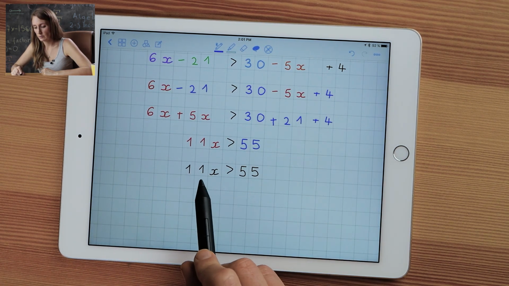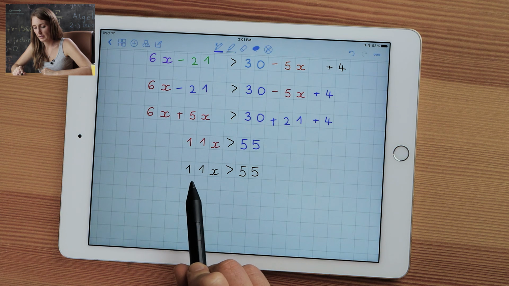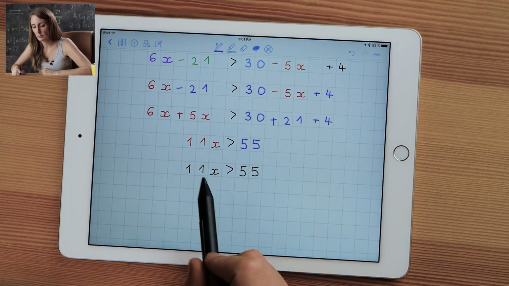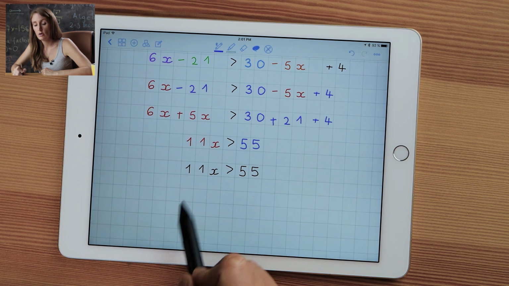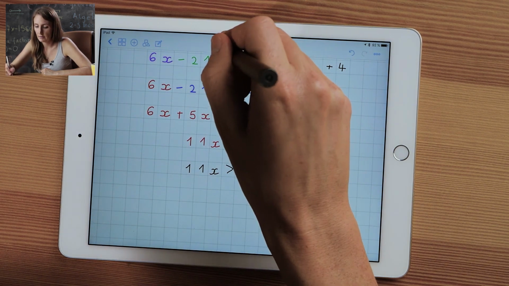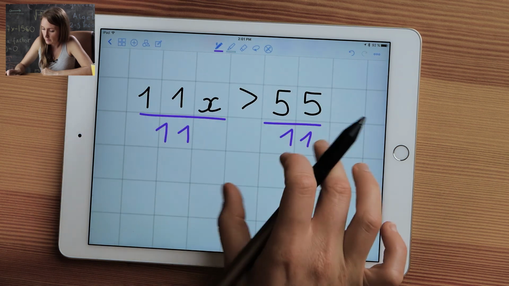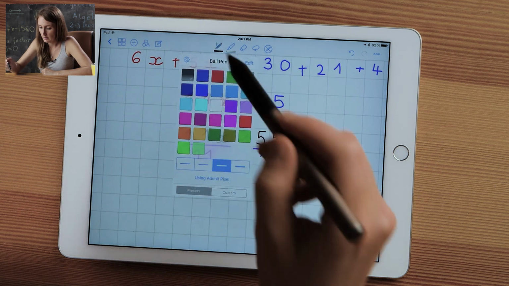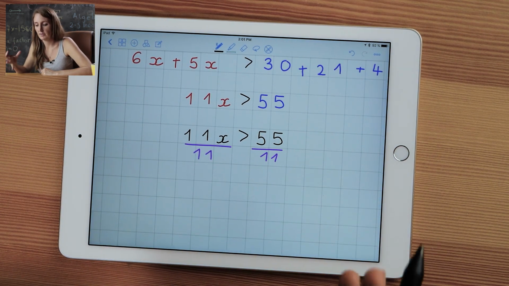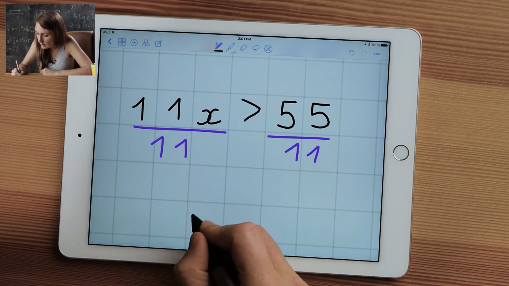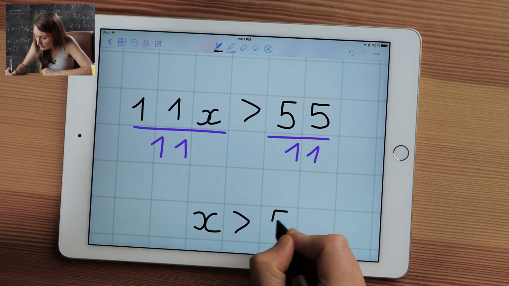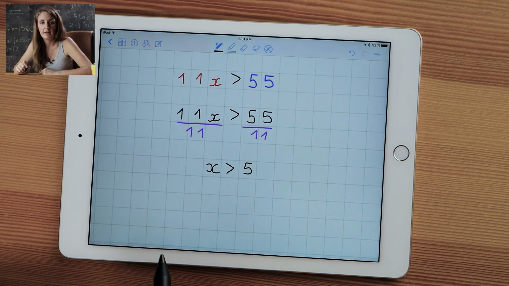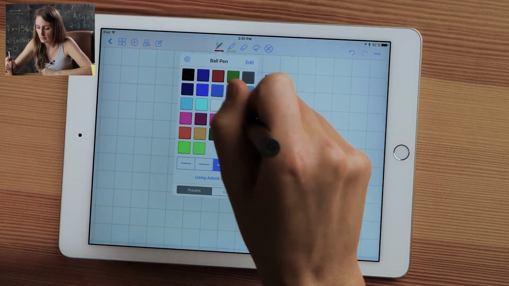Finally, to solve for x, we need to divide both sides by 11 because here we have 11 times x. So to find just x, we need to do the opposite of times by 11, which is divide by 11. So you see here, I'm dividing both sides by 11. And 55 divided by 11 is 5. Now I've got my final answer. I always put a little red box around it.